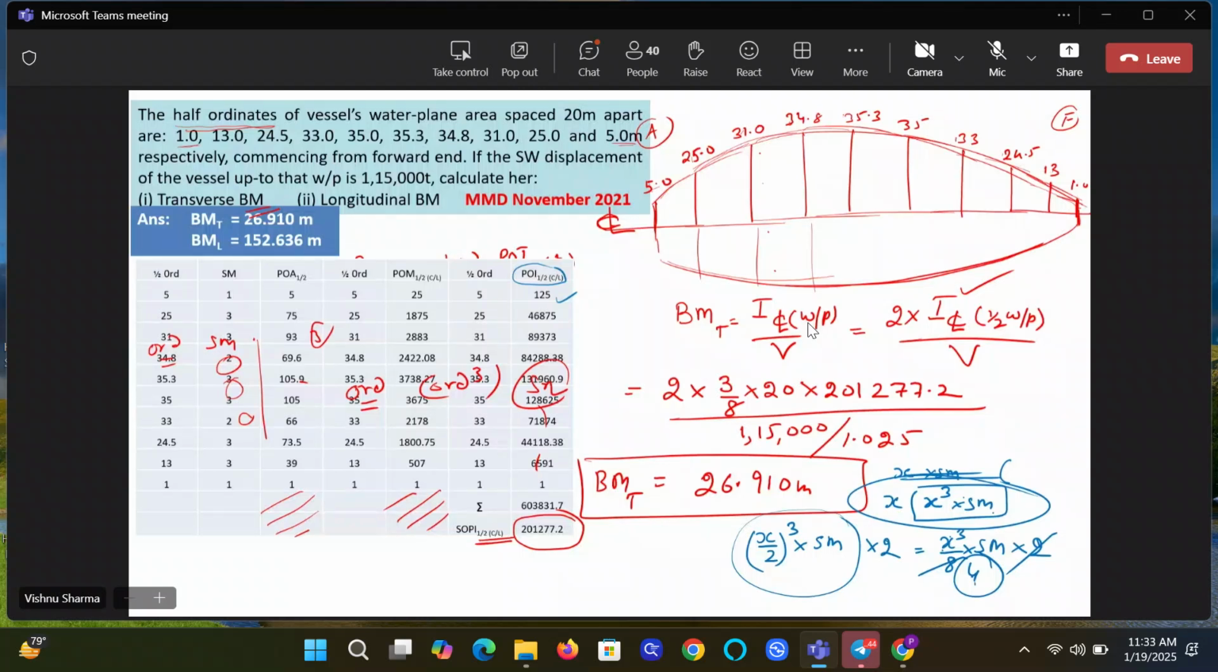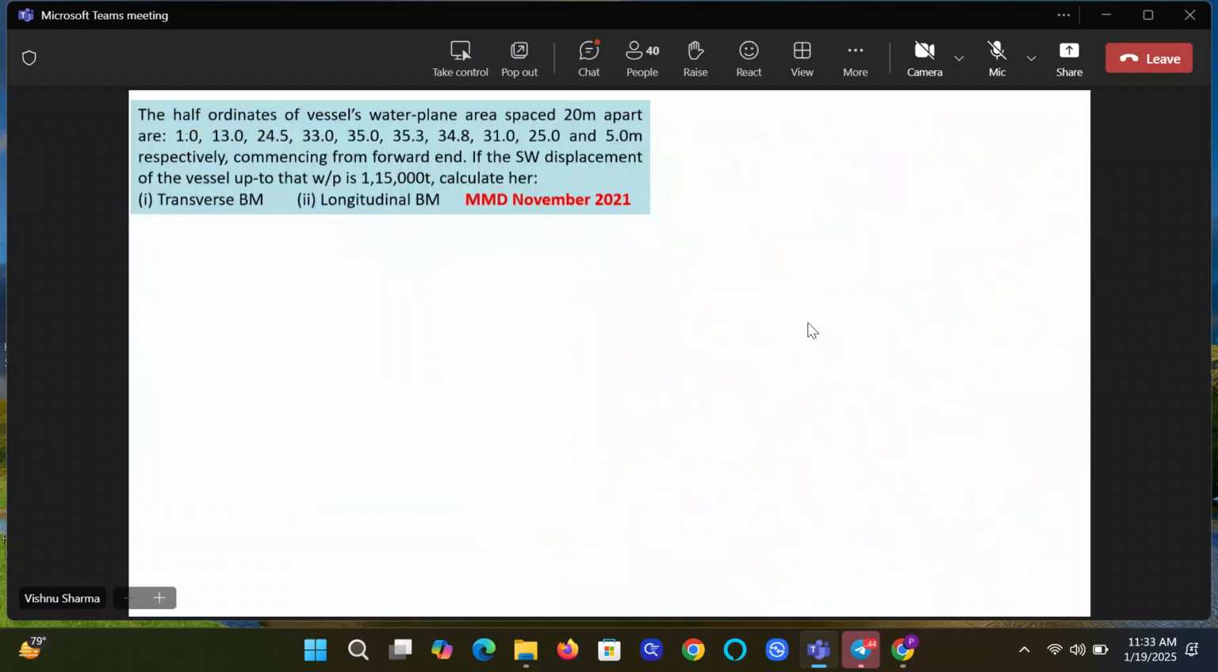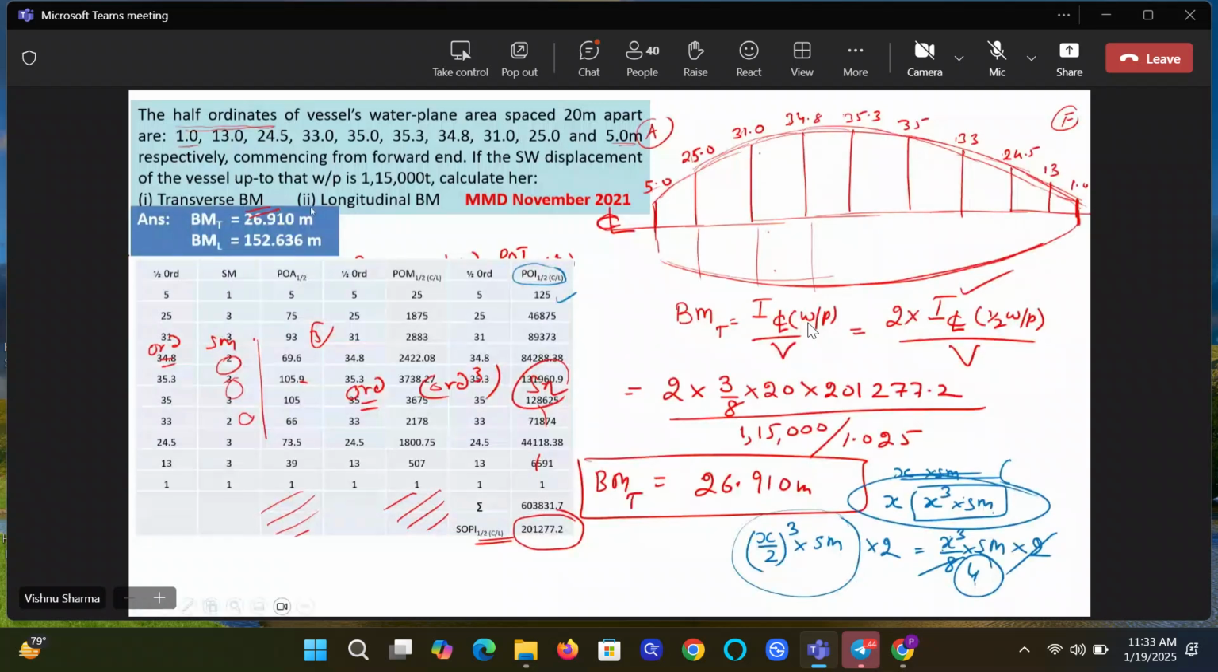These should have been actually full ordinates. If they were full ordinates, BMT will automatically come reasonable. What has he done? Now tell me, beta, the breadth becomes more than 70 meters here if I double it up. Have you ever seen a ship whose length is only 180 and breadth is 70 meters? Have you ever sailed on any such ship? No, sir, it's not possible.